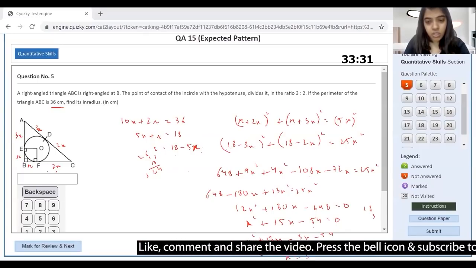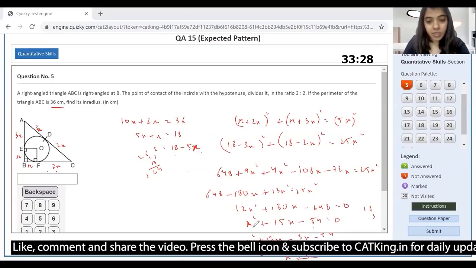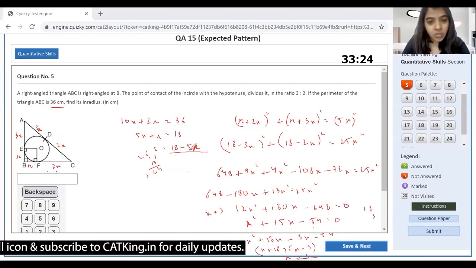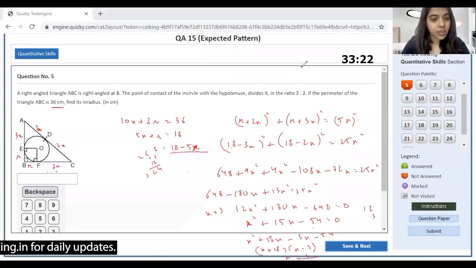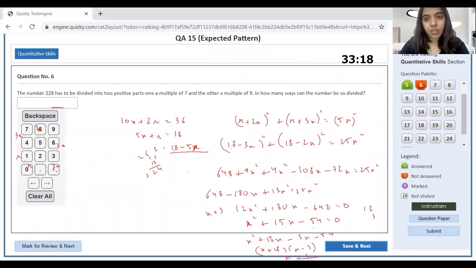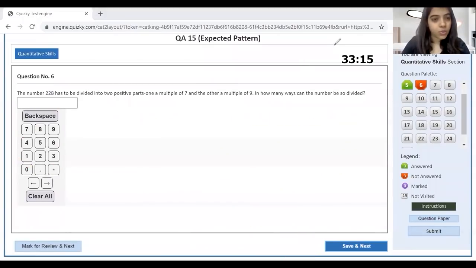So x is equal to what? 3, since x cannot be negative. So we have x equals 3. And what is r? 18 minus 5 into 3, which is 15, so r is 3. They're asking for the inradius, right? Yes, 3. Cool.